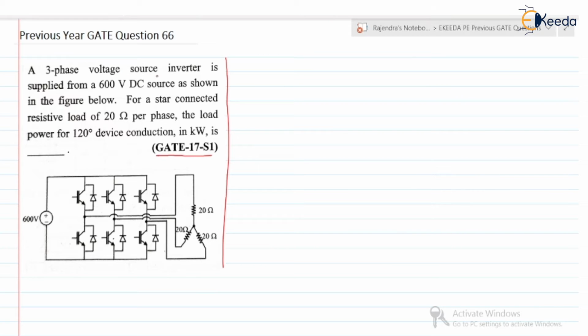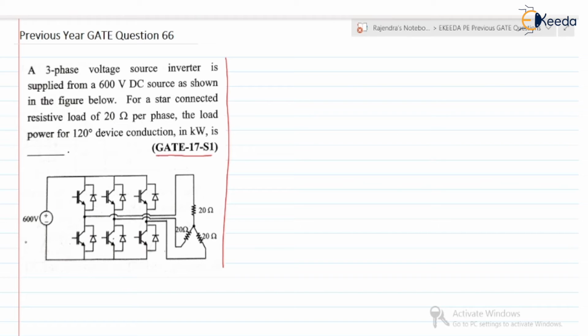A three-phase voltage source inverter is supplied from a 600 volt DC source as shown in the figure for a star connected resistive load of 20 ohm per phase. The load power for 120-degree device conduction in kilowatt is?